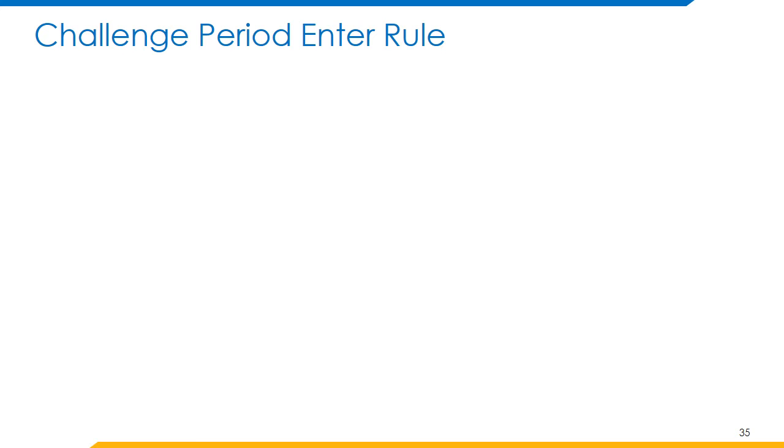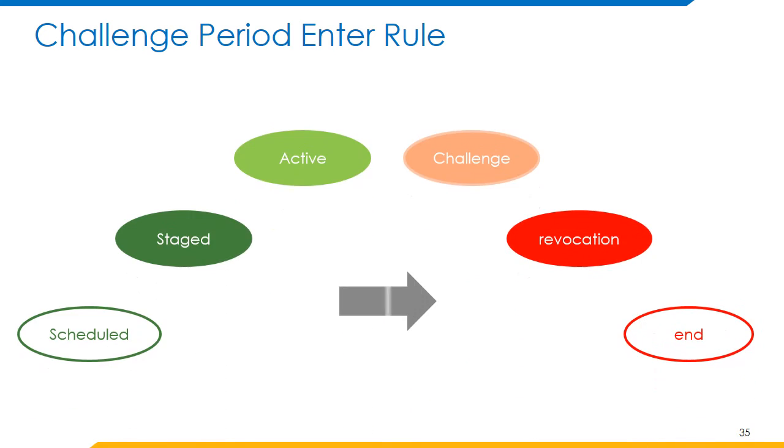Challenge period and its associated rule. As part of active period, certifiers are going to make various decisions regarding various access privileges in the certifications. Sometimes they may revoke the access as they feel that it is not required.